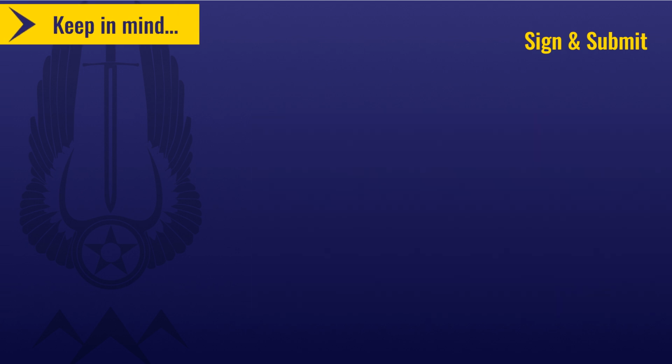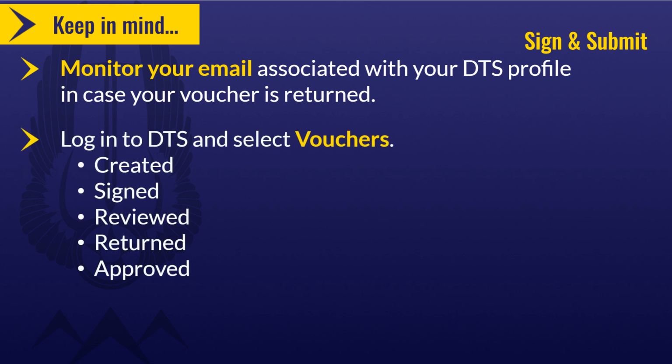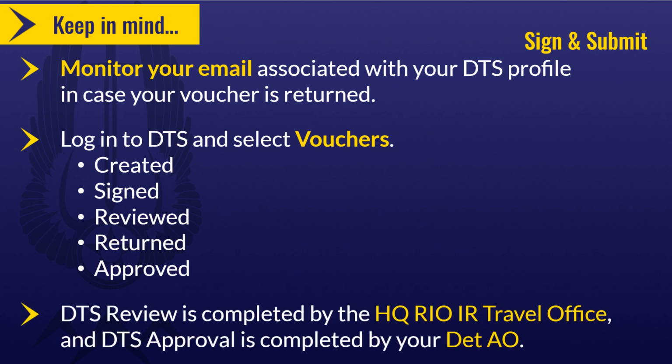You will need to monitor the email associated with your DTS profile in case it is returned for errors. You can also log into DTS and select vouchers to see your status. Common stamps are created, signed, reviewed, returned, and approved. Your voucher goes through 2 levels of approval. DTS review is completed by the HQ Rio IR Travel Office, and the DTS approval is completed by your DEPT approving official.